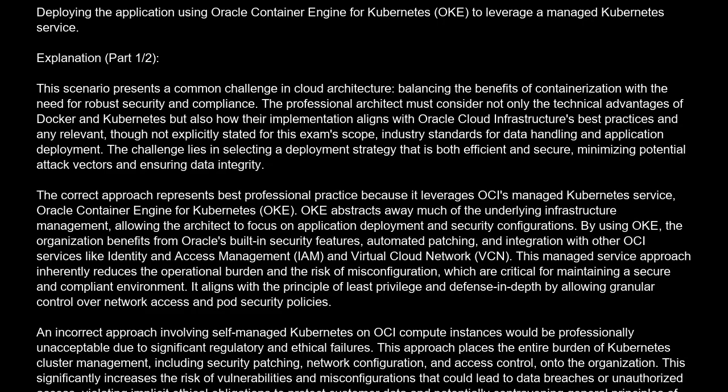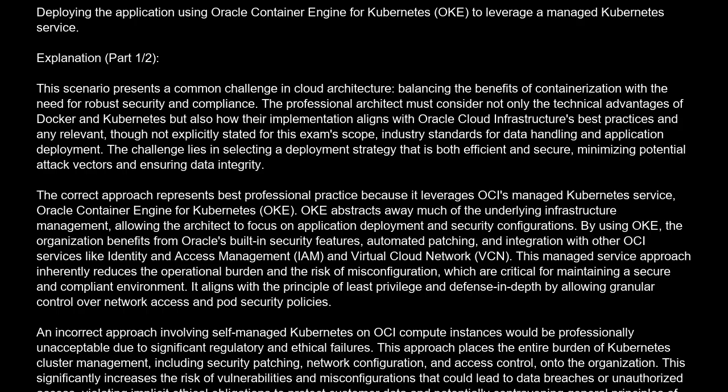The correct answer is B. Deploying the application using Oracle Container Engine for Kubernetes (OKE) to leverage a managed Kubernetes service. Explanation. This scenario presents a common challenge in cloud architecture, balancing the benefits of containerization with the need for robust security and compliance. The professional architect must consider not only the technical advantages of Docker and Kubernetes, but also how their implementation aligns with Oracle Cloud Infrastructure's best practices and any relevant, though not explicitly stated for this exam scope, industry standards for data handling and application deployment.